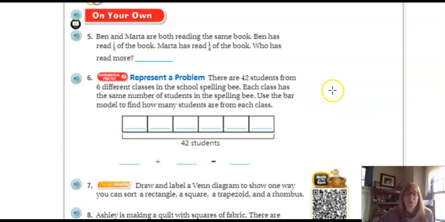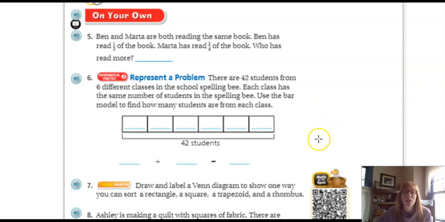Represent a problem. There are 42 students from 6 different classes in the school spelling bee. Each class has the same number of students in the spelling bee. So if it's the same number, hopefully you're thinking equally divided or put together. So you're either thinking multiplication or division, repeated. It's the same number. Each class has the same number of students in the spelling bee.